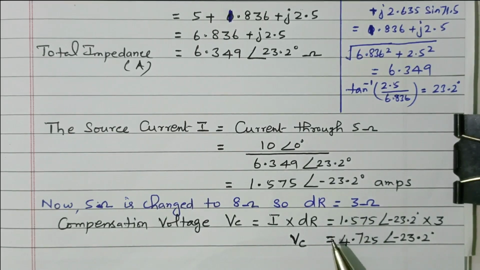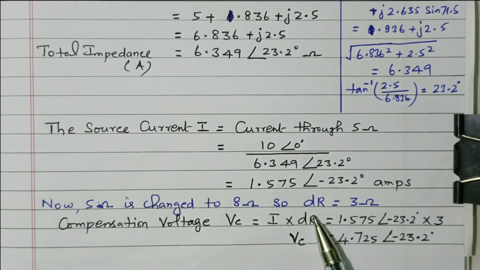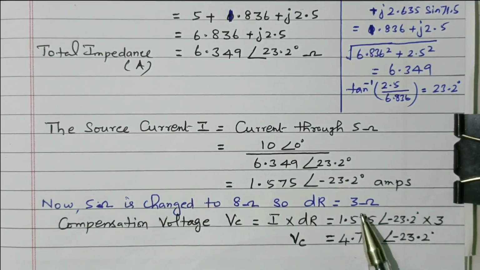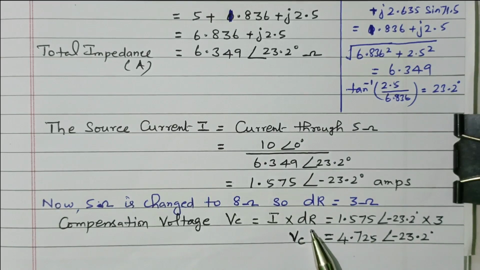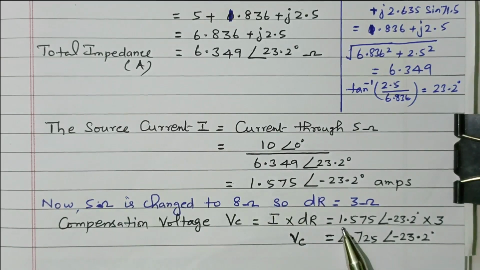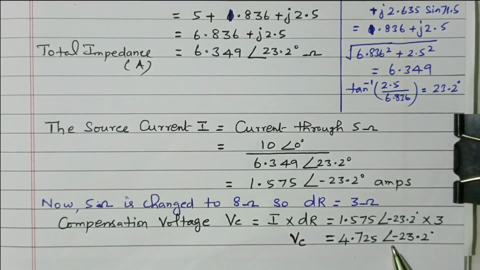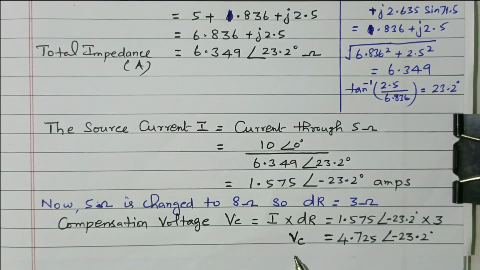From this we can calculate the compensated voltage. So what is the change in resistor? 5 ohm is changed to 8 ohm. So the change in resistor delta R is nothing but 8 minus 5, 3 ohm. From that we can calculate VC. VC equal to I into delta R. I is nothing but this value, 1.575 with an angle minus 23.2 degree. Change in resistor is 3, right? So we can multiply these two: 4.725 with an angle minus 23.2 degree. So we calculated one value, the compensated voltage.